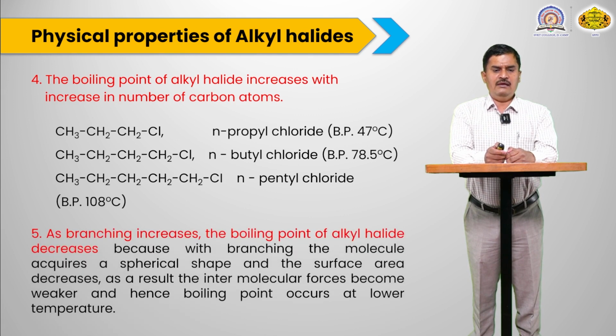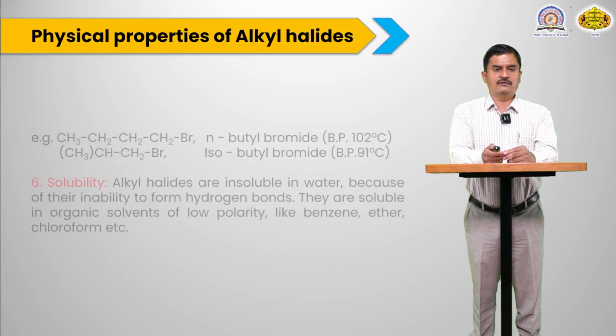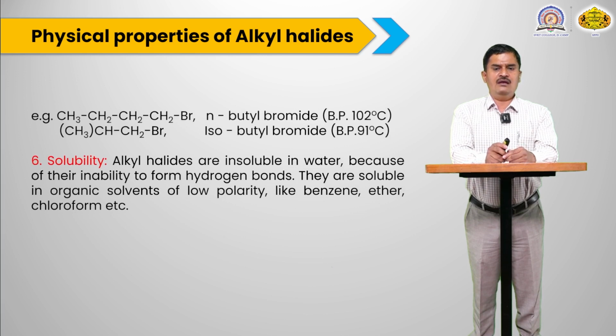Another property, that is branching. Branching increases, boiling point decreases. So in case of hydrocarbons also, branching increases, boiling point decreases. In case of alkyl halides, again boiling point decreases if the branching increases in the molecule. For example, n-butyl bromide. So this is the straight chain molecule, boiling point 102 degrees Celsius.